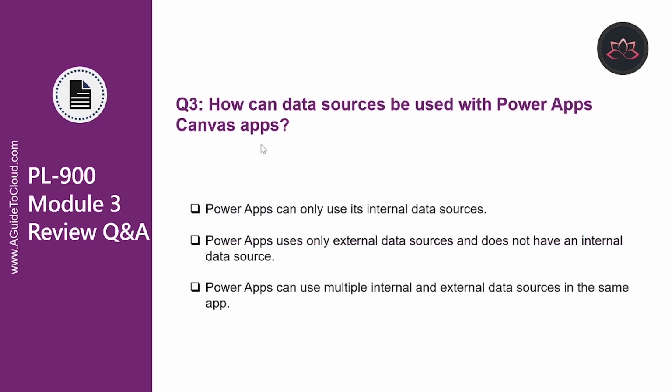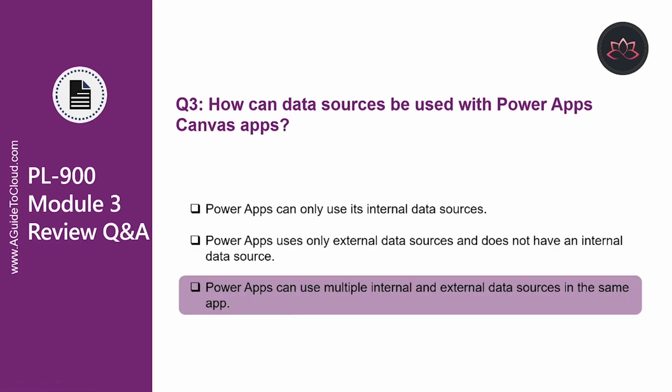Let's look at question number 3. How can data sources be used with Power Apps Canvas apps? Is it Power Apps can only use its internal data sources? No. Is it Power Apps uses only external data sources and does not have an internal data source? No. So the correct answer is Power Apps can use multiple internal and external data sources in the same app.